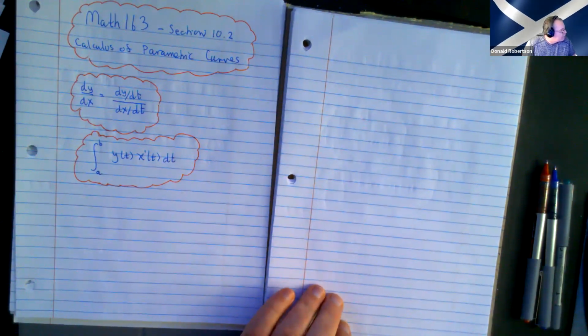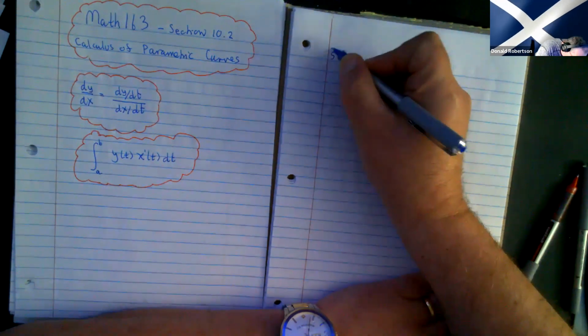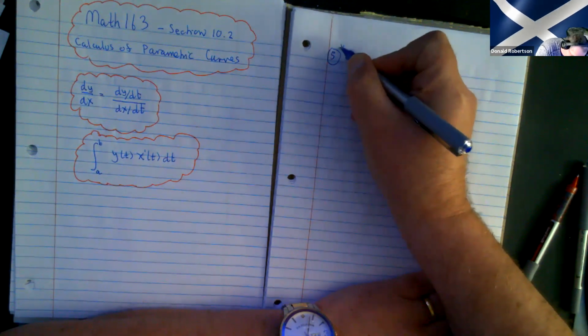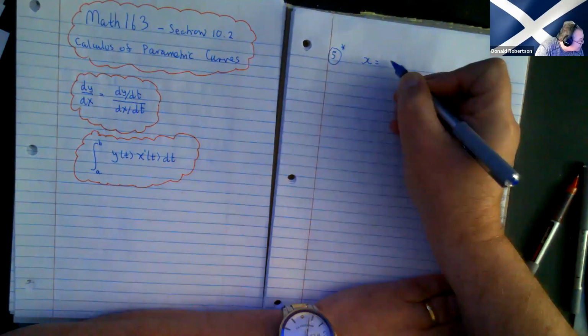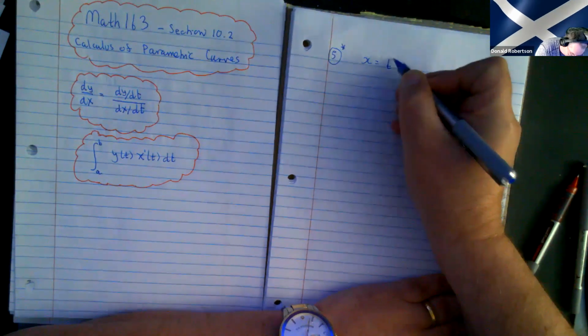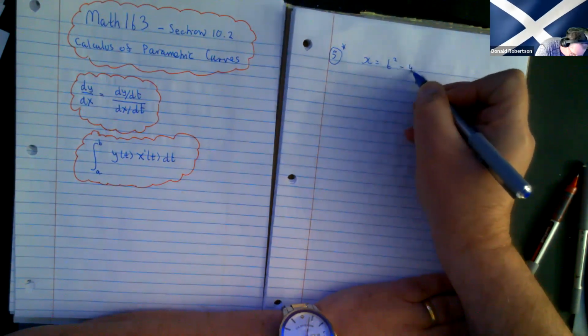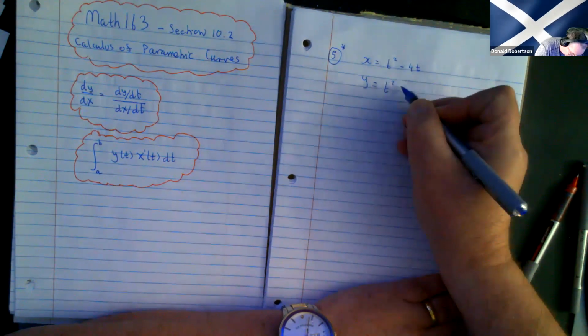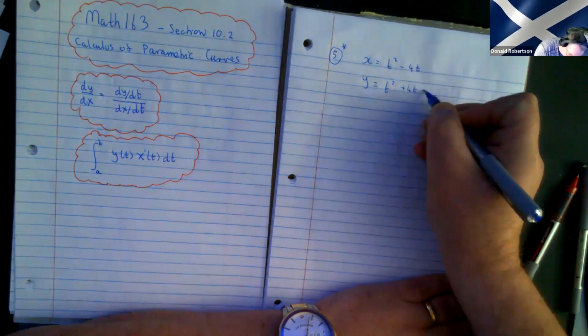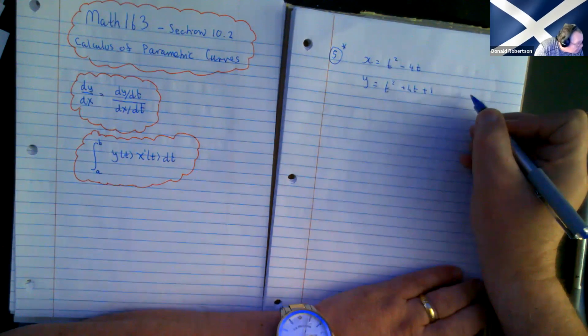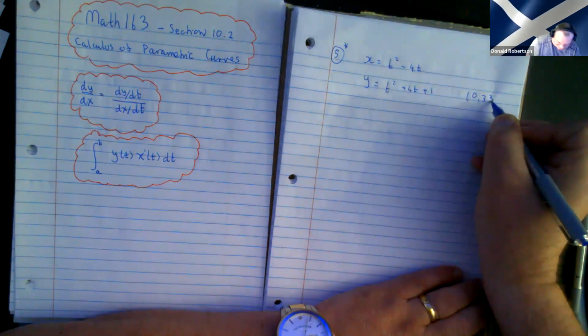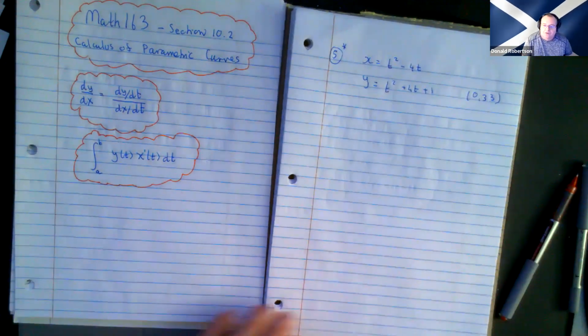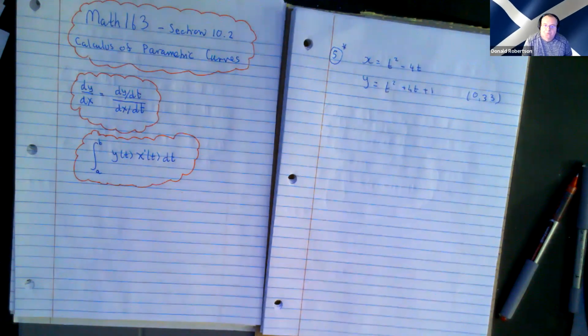So my intro question is question 5. It's a pretty standard type of parametric equation. You've got x equals t squared, take away 4t. You're given that y equals t squared plus 4t plus 1, and you're being asked to find the equation of the tangent line that passes through the point 0, 33.